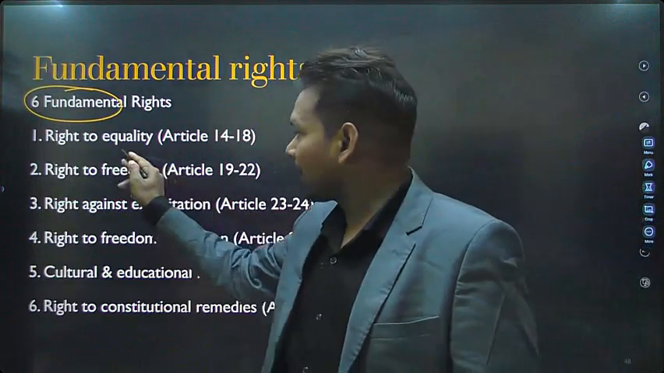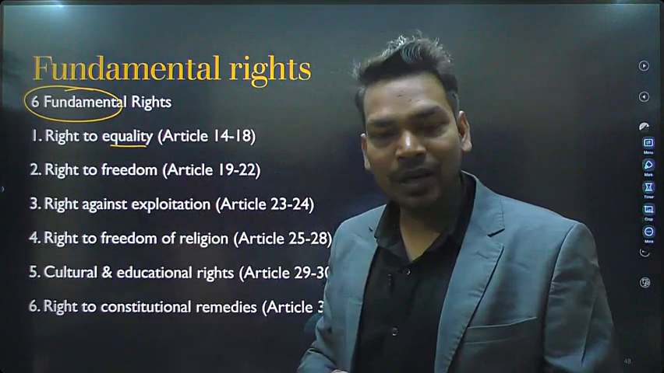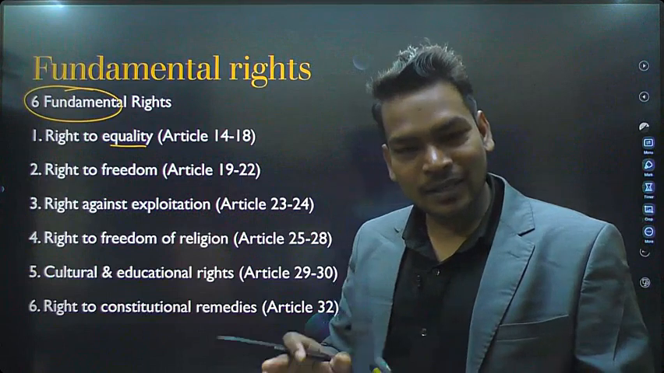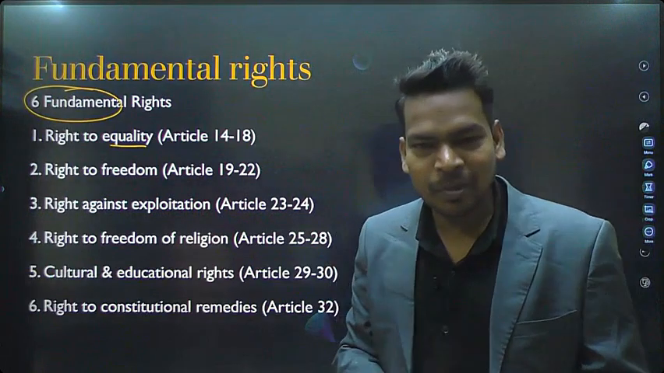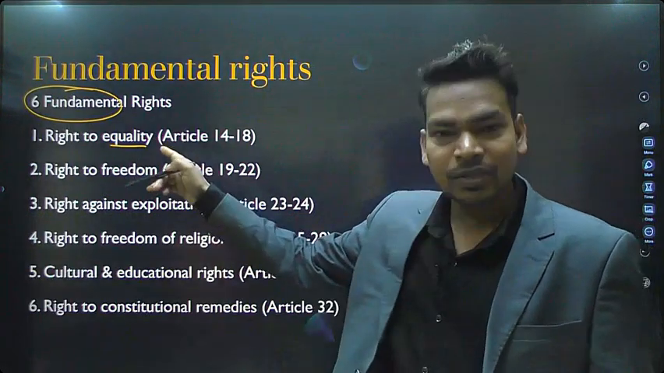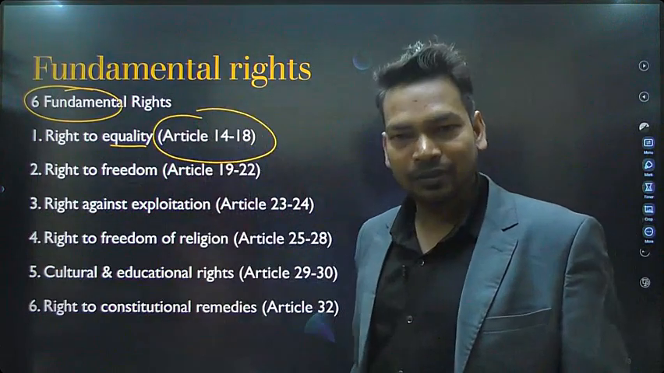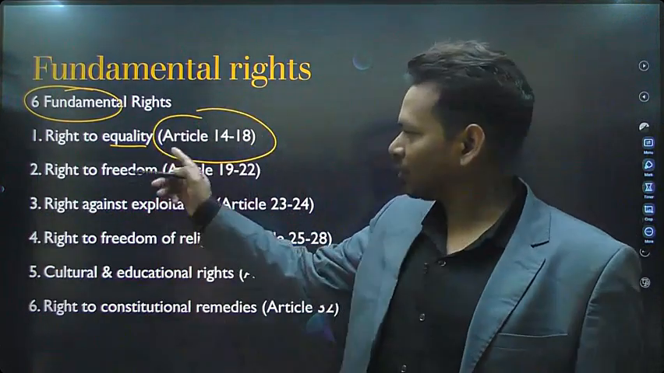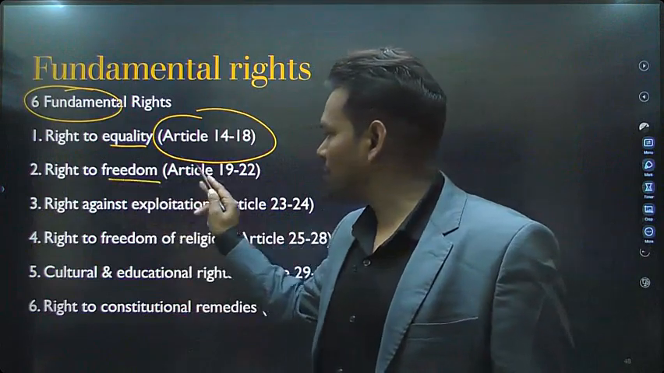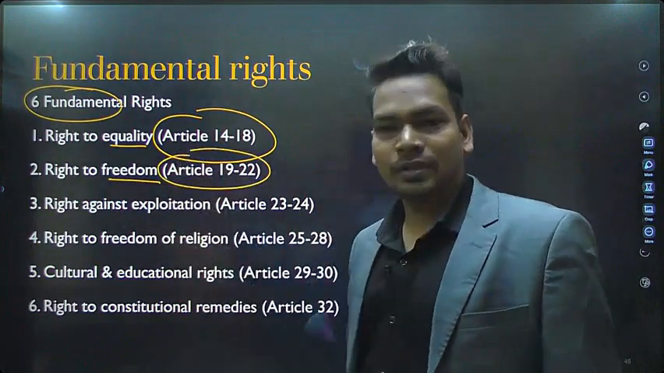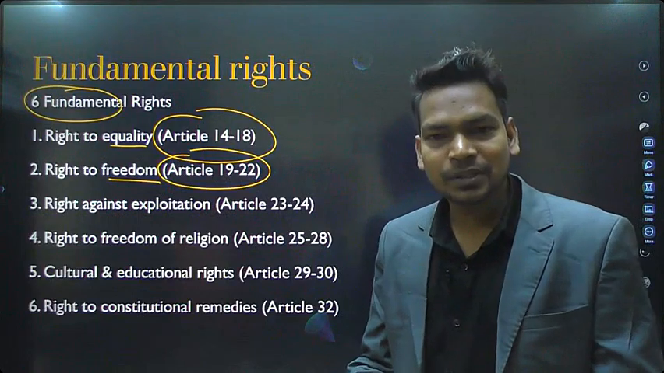So the first one is the right to equality. Everybody has the right to equality. Whether the right to equality is properly implemented or not, the Constitution has given it. That is through Article 14 to 18. Articles 14 to 18, right to equality. Then the right to freedom, Article 19 to 21, including freedom of speech.